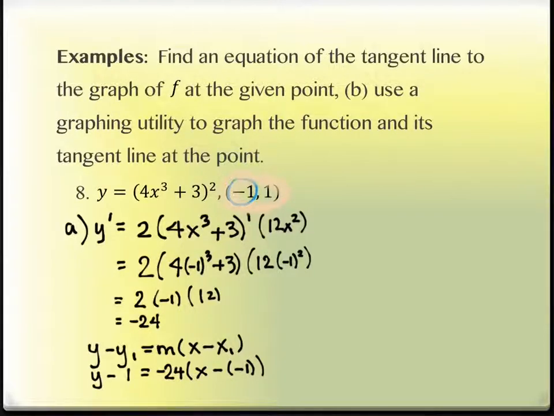And I need to clean this up. So I have y equals -24x, plus the 24, sorry, plus the 1, so -24. And then I've got that 1 over here that I need to add on to it, so it's actually -23.